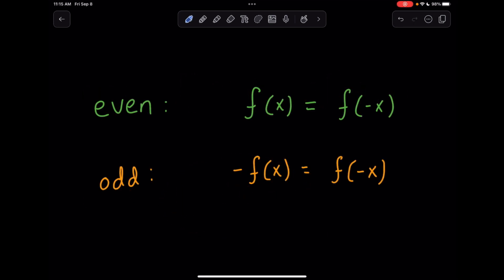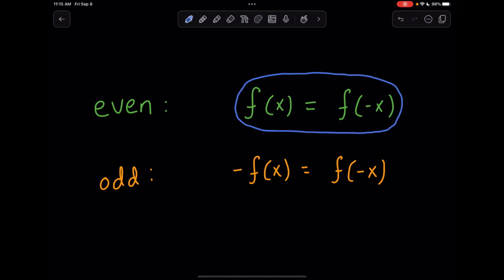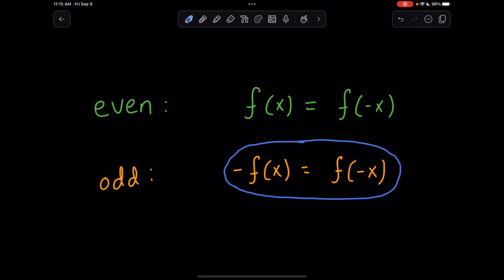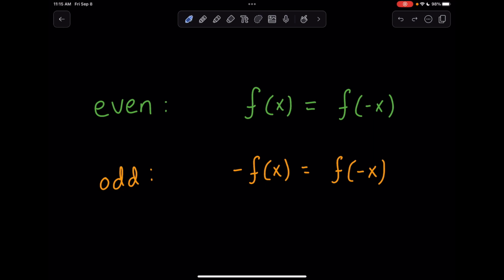So here's how you determine if a function is even or odd, or neither. A function is even if the original function is equal to f of -x. A function is odd if negative f of x is equal to f of -x. And if a function doesn't follow either of these patterns, then it's neither even nor odd.